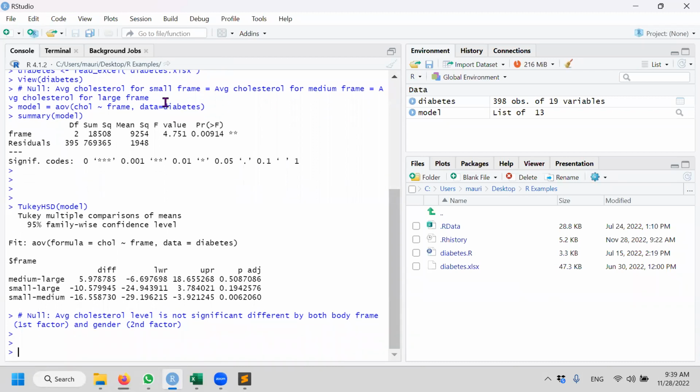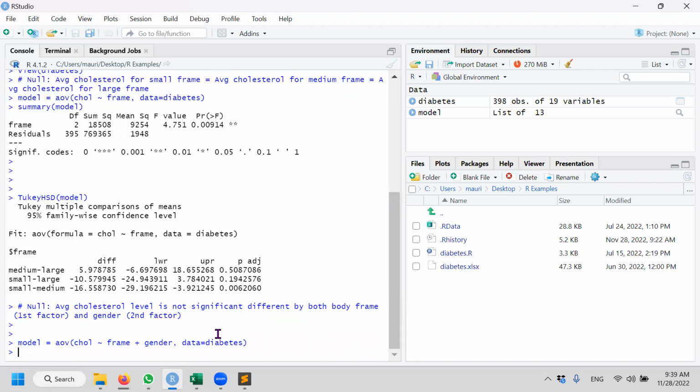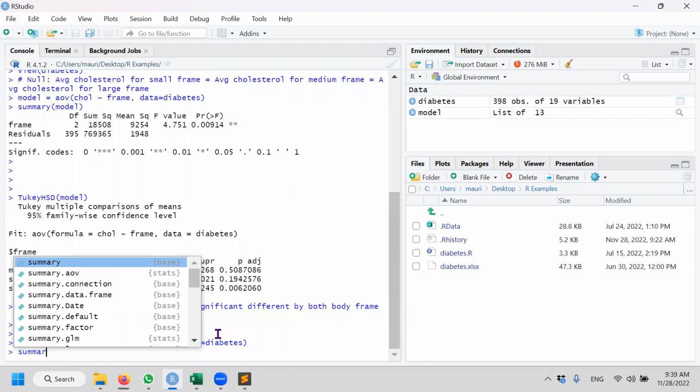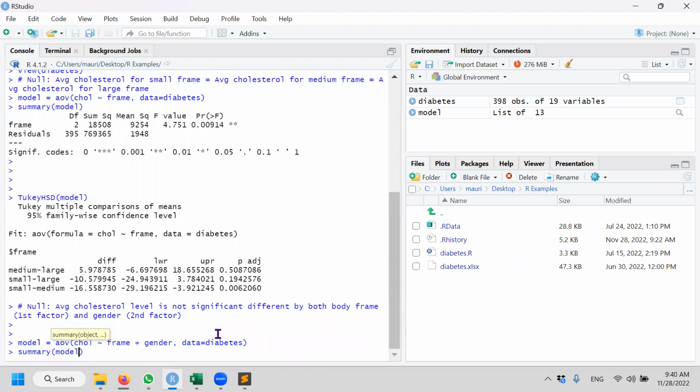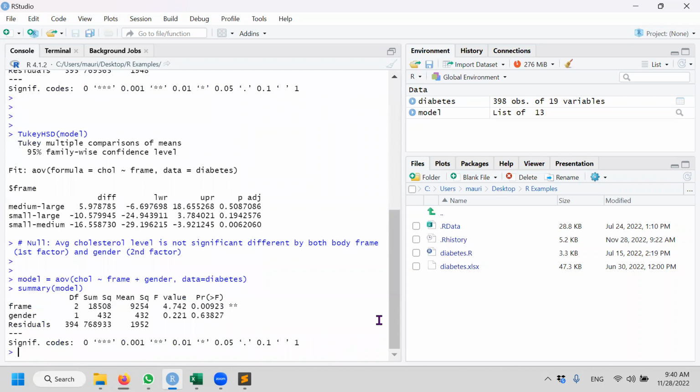Two-way ANOVA is actually quite simple. It's actually the same as one-way ANOVA. Okay, we go back. So this is our one-way ANOVA. We have body frame, the first factor. We just add gender. Okay, so we do a summary of the model. Okay, so what it does is it actually looks at gender and body frame.